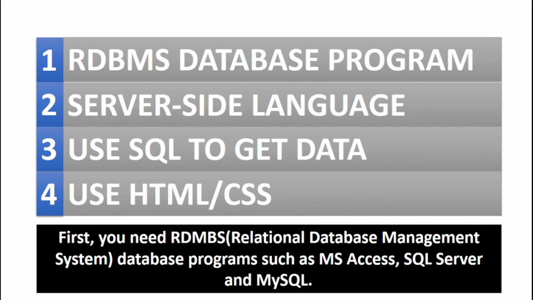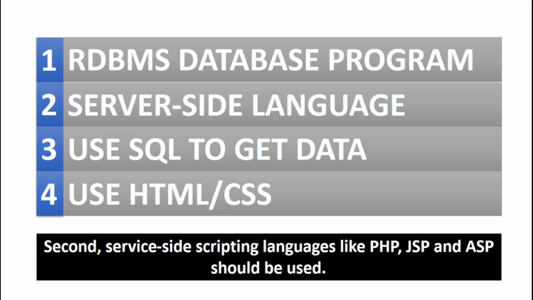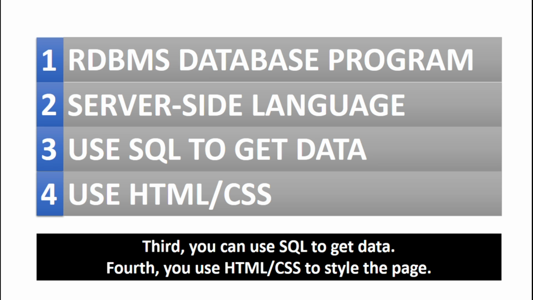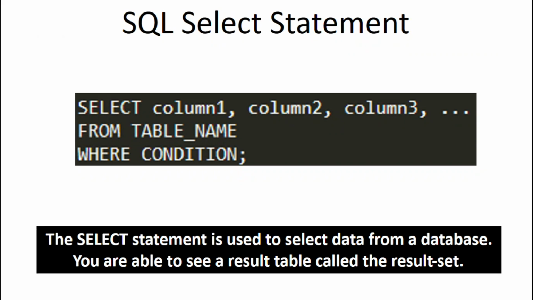How can we use SQL to show data in our website? First, you need an RDBMS, a Relational Database Management System, database programs such as MS Access, SQL Server, and MySQL. Second, server-side scripting languages like PHP, JSP, and ASP should be used. Third, you can use SQL to get data. Fourth, you can use HTML and CSS to style the page.